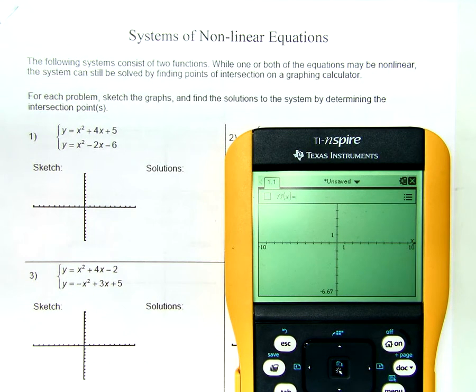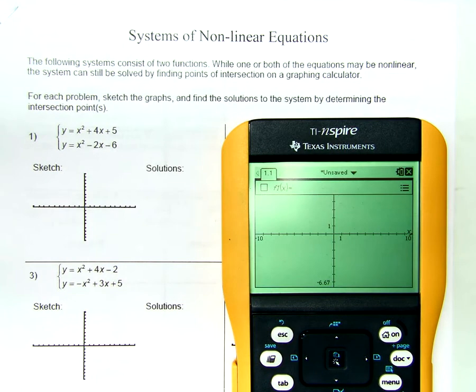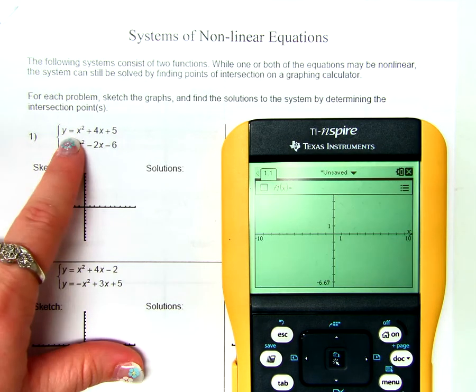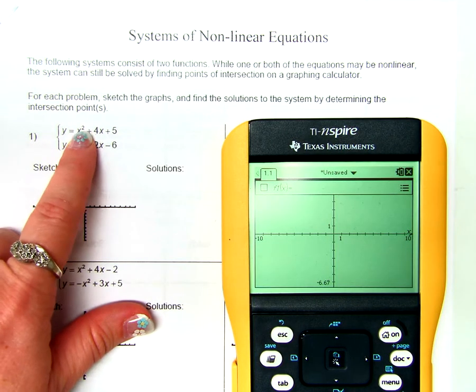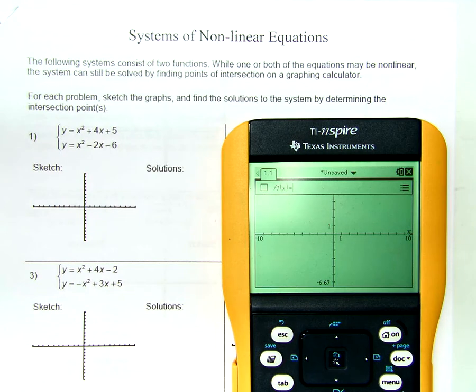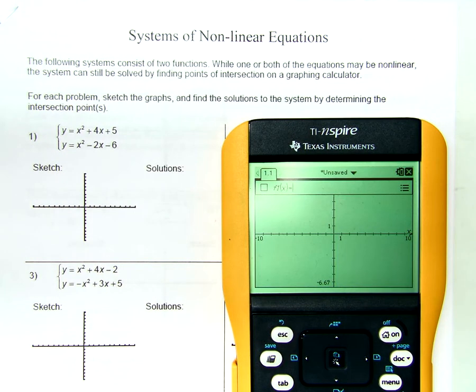So on problem number 1, we need to graph both of these two equations in our calculator. Hopefully you could tell me before we started what shape both of those are. Anybody tell me what this first shape would be? It is a parabola. You can know that because it is something squared. No other exponents in the problem. Anybody tell me what the second equation is? It is also a parabola for the same reason. So we're going to have two parabolas going on here.